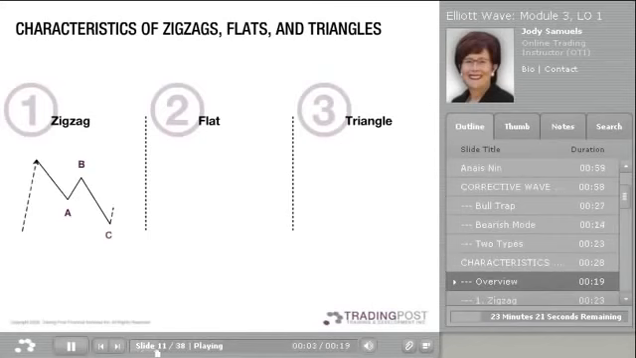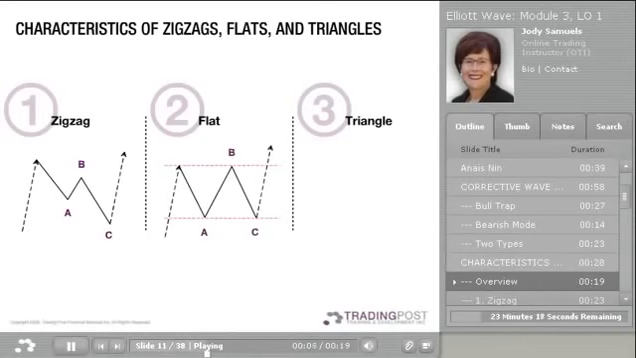Notice the simple sharp correction of the zigzag. Notice the sideways movement of the flat. Notice the sideways five-leg sequence of the triangle. How would you like to be able to identify these patterns in the market as they are unfolding?